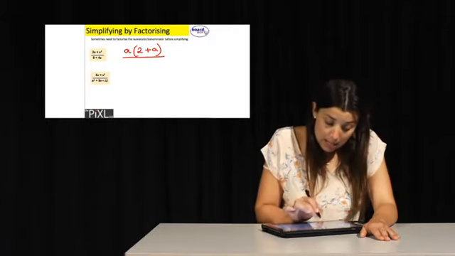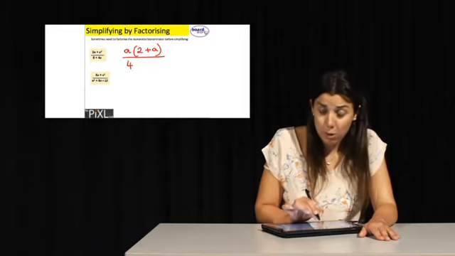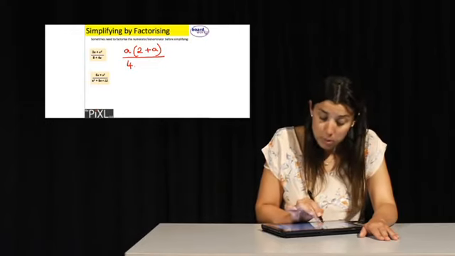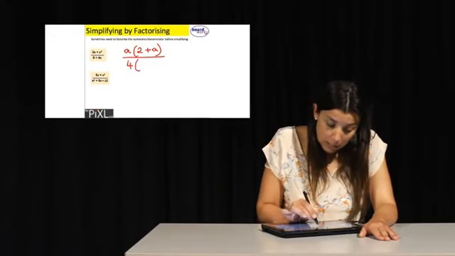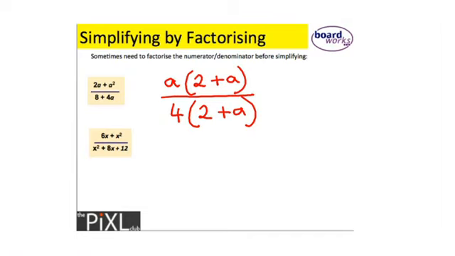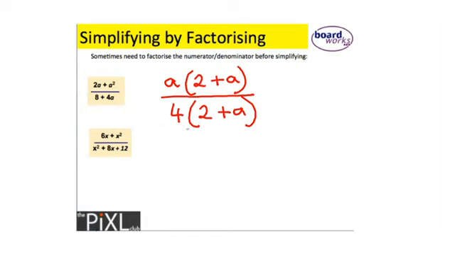However, 4 and 8, so we can have 4 outside. 4 is the highest common factor of 4 and 8. 2 is also a factor, but it is not the highest. Therefore, we must choose 4. Inside the bracket, we have 2 plus a, close bracket. You'll then notice that our two bracket terms on both the numerator and the denominator are identical, 2 plus a. In this case, we can cancel here and here, which leaves us with simply a over 4. A divided by 4. That is this fraction in its simplest form.